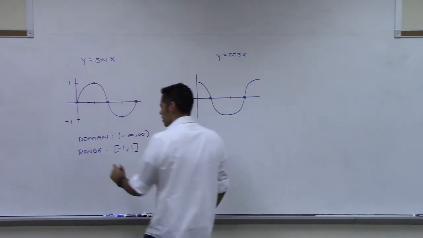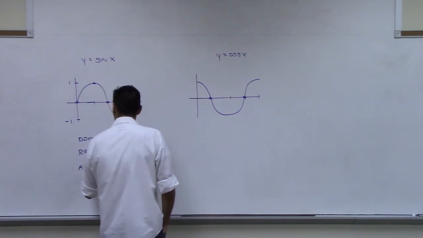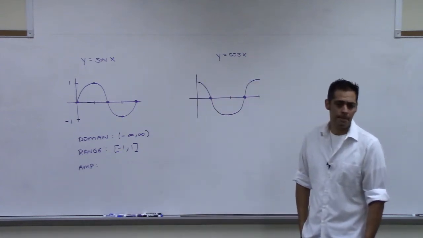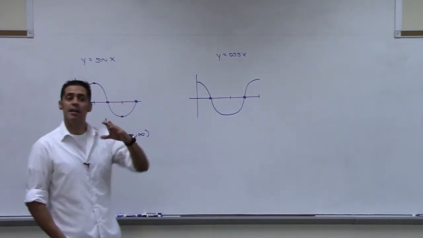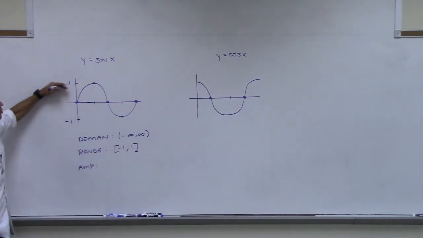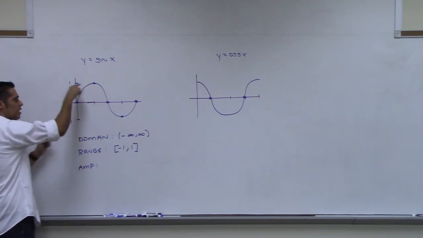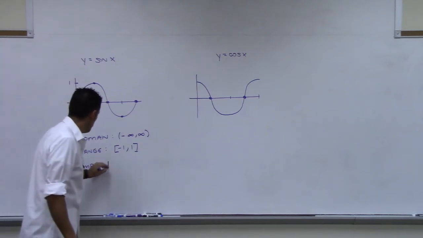The amplitude, I'm just going to put amp. The amplitude of the basic sine function is what? Is it positive? The amplitude is always a number. It's just a number. It's not an interval. So it's just 1. It's the distance from here to here, right? Or it could be like this divided by 2, either way. So the amplitude is 1.